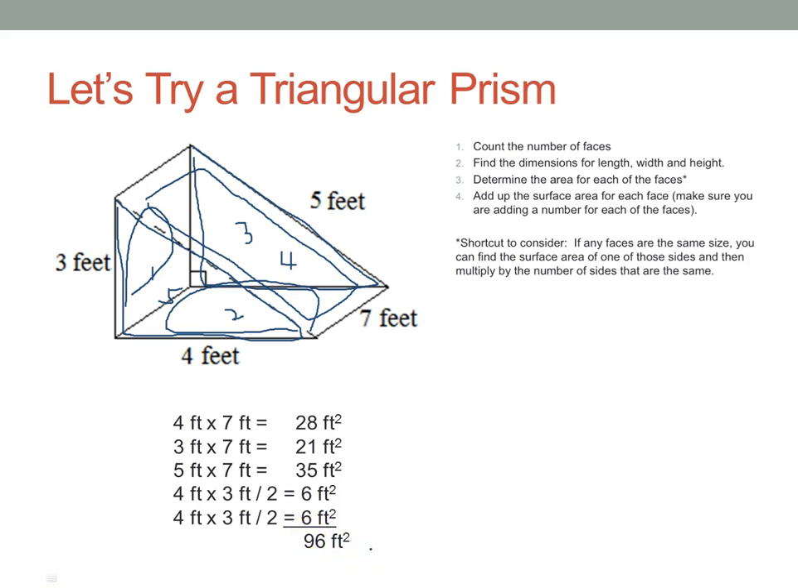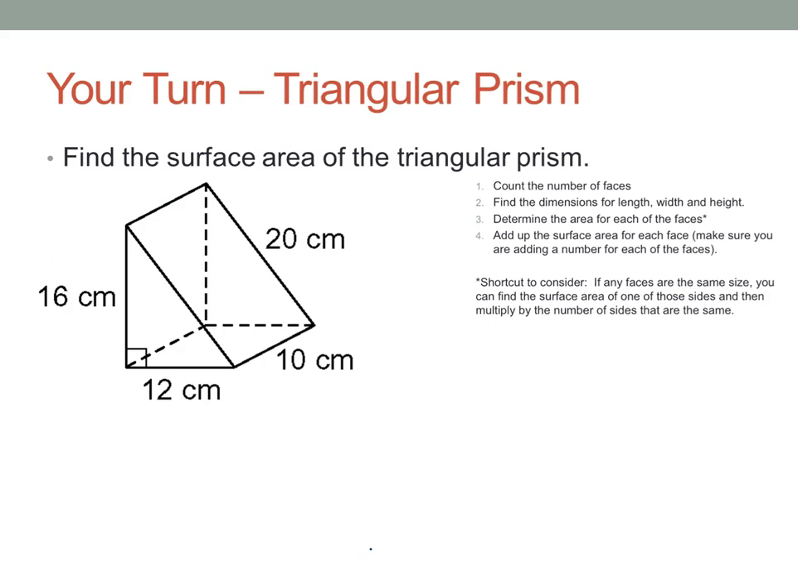96 feet squared. So now it's your turn to try. Remember, there are going to be 5 faces here on this triangular prism. You have your bottom here, you have the back, you have this big one here, you have the 2 triangles. So try and figure out what the area is for each of the faces and then come back and see how you did. All right, welcome back. So let's see how you did.